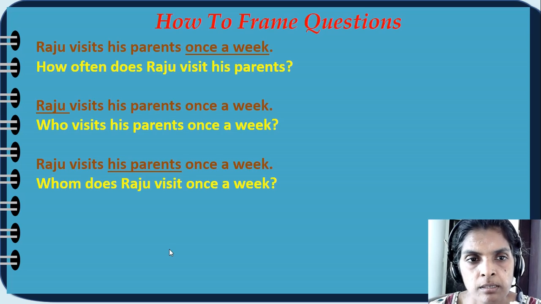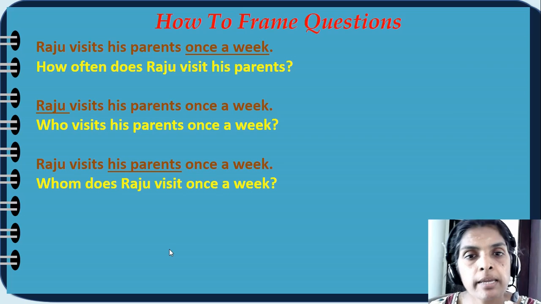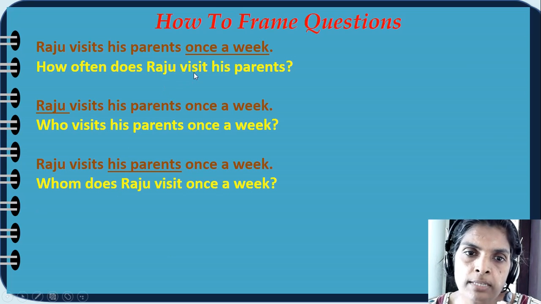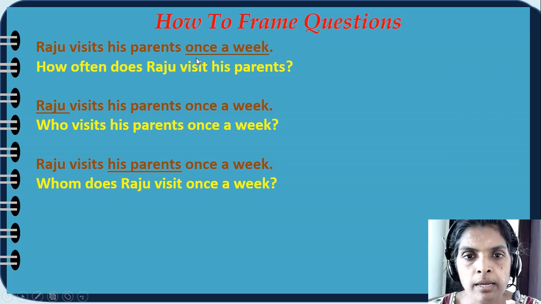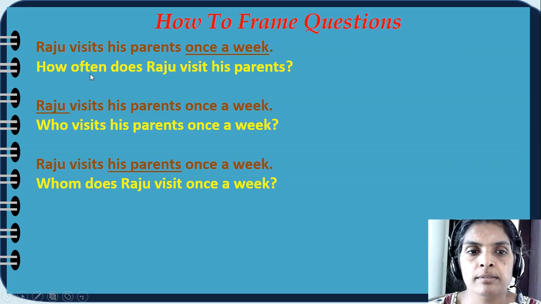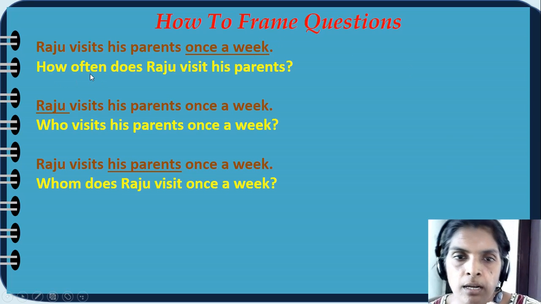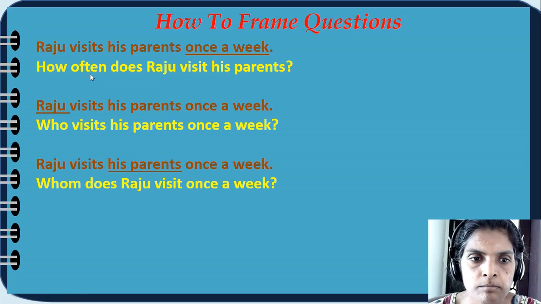Few more examples. Raju visits his parents once a week. Again this is a time frame, once a week. So you can also ask when does Raju visit his parents? Okay, that is also correct. But once a week here, very specifically, it is a frequency. Okay, it is an adverb of frequency, once a week. So here you can add how often. How often does Raju visit his parents?